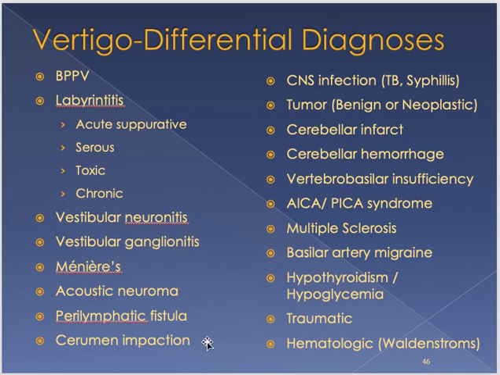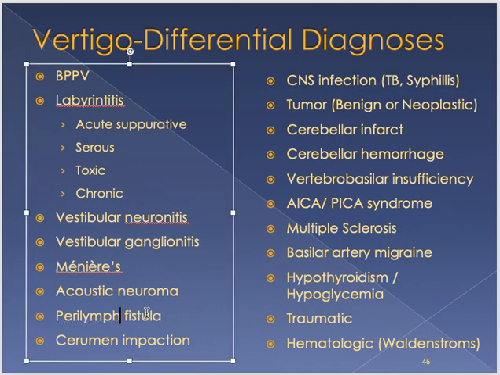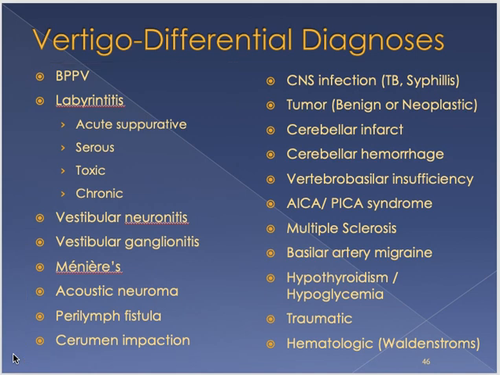There could be perilymphatic fistula, or perilymph fistula, sorry. In this one, the lymph is leaking through the oval window, through the round window. And this most of the time occurs after stapedectomy, when they do a surgery, like for otosclerosis. Or sometimes it can also occur due to barotrauma.